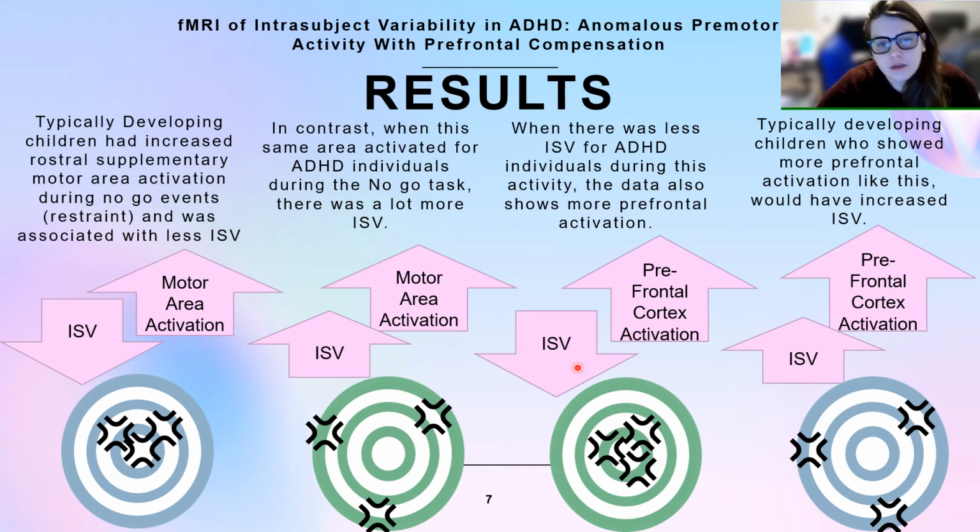And what was interesting, though, is whenever there were ADHD individuals with similar results, low ISV, to the neurotypicals, they would see that increased prefrontal cortex activation. But what's also fascinating is when they saw that same compensation in neurotypicals, it made them worse, and they had higher ISV. So it's an interesting opposition of reactions here.